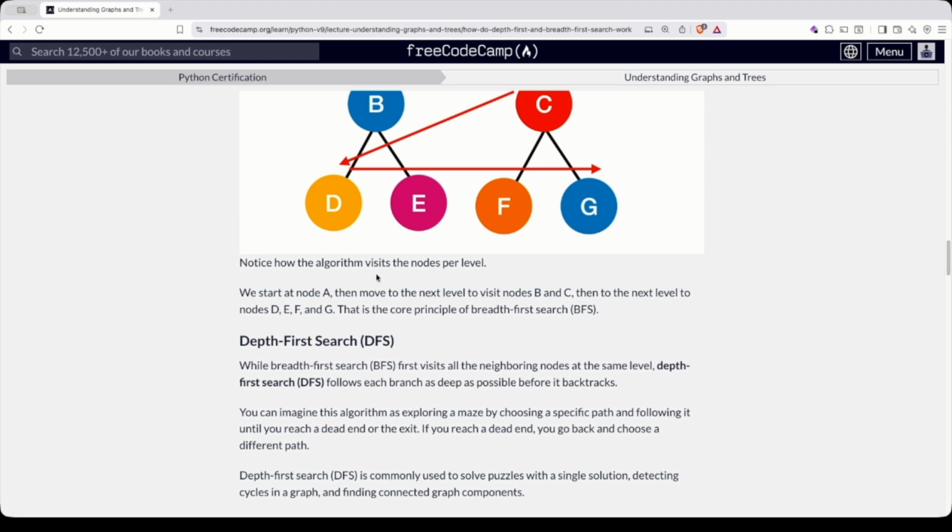Notice that the algorithm visits the nodes per level. We start at node A and then move to the next level and visit B and C, then to the next level and visit D, E, F, and G. This is a core principle of breadth first search.